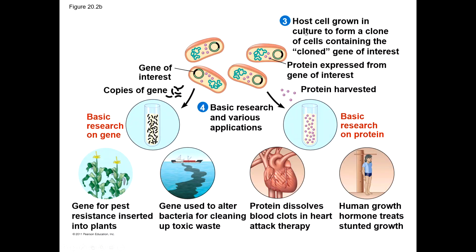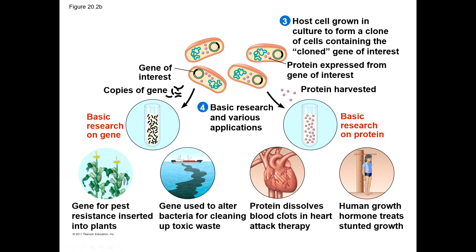So number 3 here, the host cell is grown in a culture to form a clone of cells. So remember, when bacteria reproduce, they reproduce very much like mitosis. It's called binary fission, and they make exact copies. And so that's what cloning is. And then the protein expressed from that gene of interest is harvested, and you can use it, as I said, as a pharmaceutical. This is how we genetically engineer insulin, also human growth hormone that treats stunted growth.